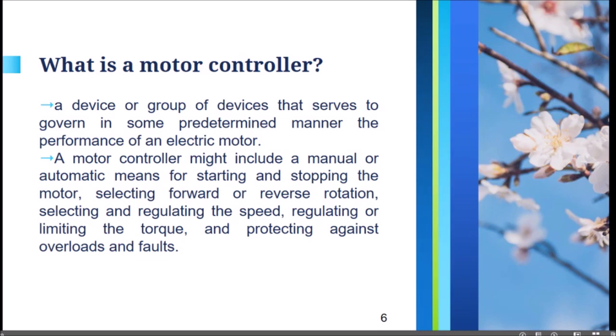From your answers on the Mentimeter, some of you mentioned protecting against overloads and faults, so overcurrent protection, and also starting and stopping the motor. So you have given the correct answer. In summary, a motor controller is a device. It could be a single device or a group of devices. Its main purpose is to govern, or to control, the performance of an electric motor.